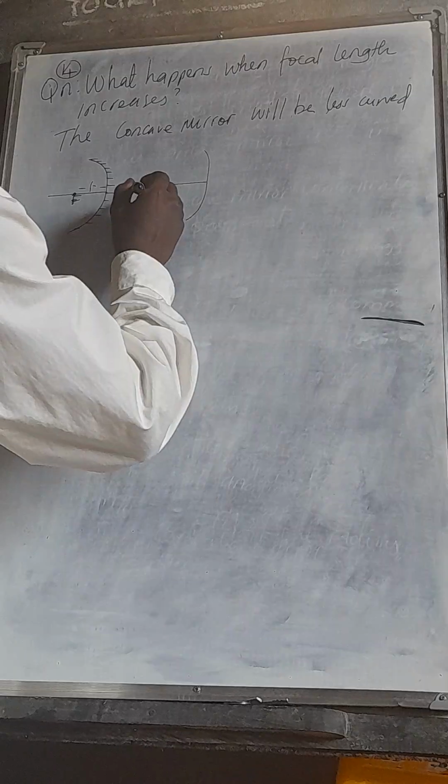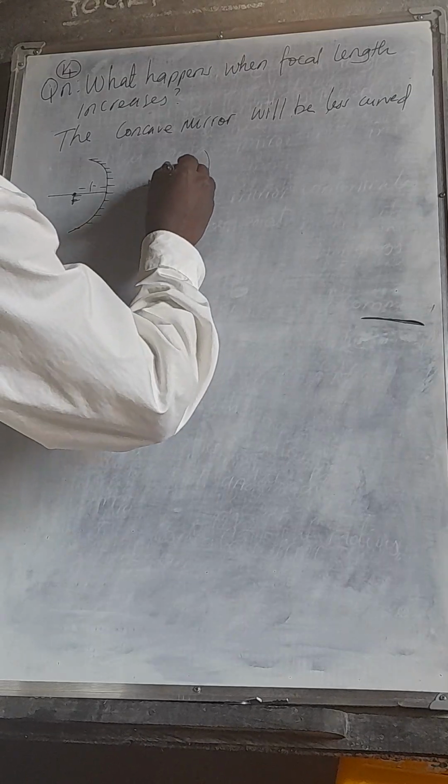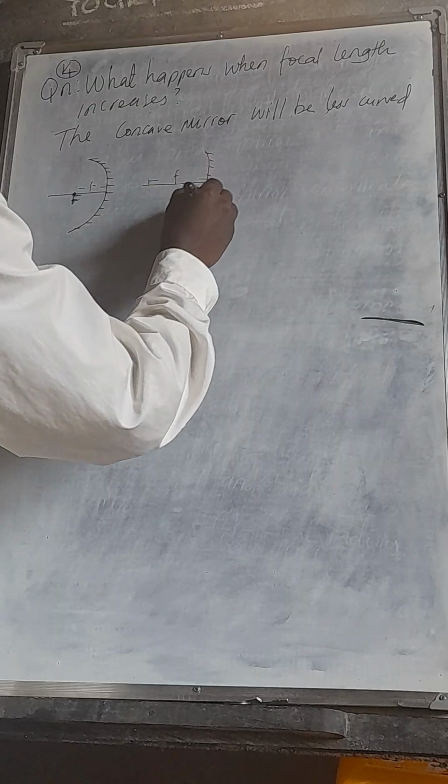So if the focal length increases, the concave mirror will become less curved. That is the reason behind it. In order to have a good curved concave mirror, the focal length should be small. If the focal length becomes large, the concave mirror will be less curved. So what happens when the focal length increases? We say the concave mirror will be less curved.